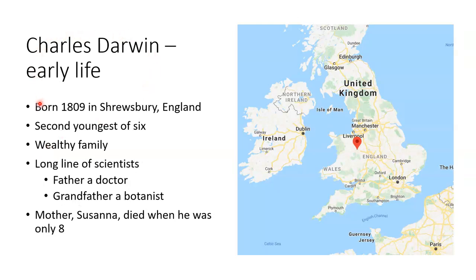Charles Darwin was born in 1809 in Shrewsbury, England. He was the second youngest of 6 children. He came from a wealthy family, and he came from a long line of scientists, and his mother, Susanna, died when he was only 8 years old. His father was a doctor, and his grandfather was a botanist, which is someone who studies plants.